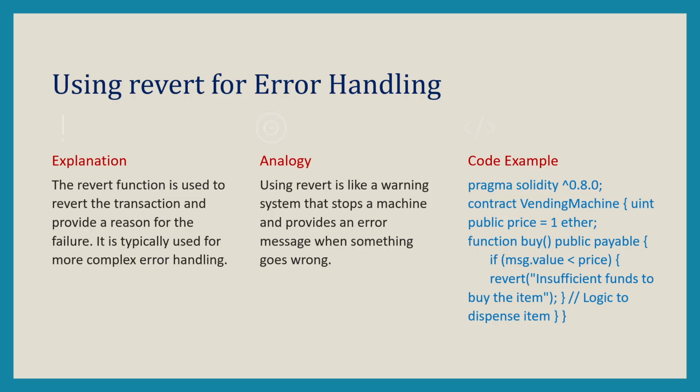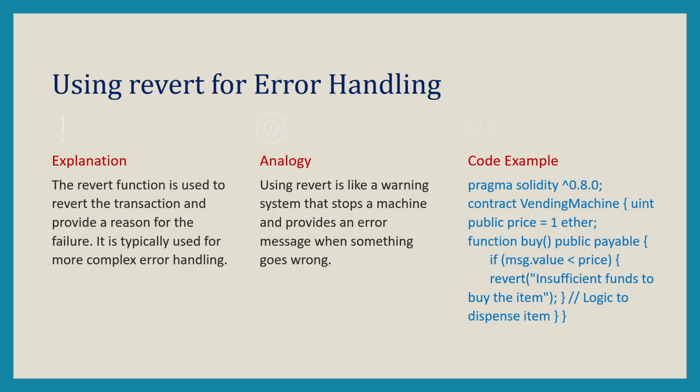So we are creating a contract called a vending machine and we have taken the price as 1 ether, right? We are creating a function, again, public. So here we have put the condition, right? If message.value is less than price, we will revert with the statement insufficient funds to buy the item. This is the logic to dispense item, right?